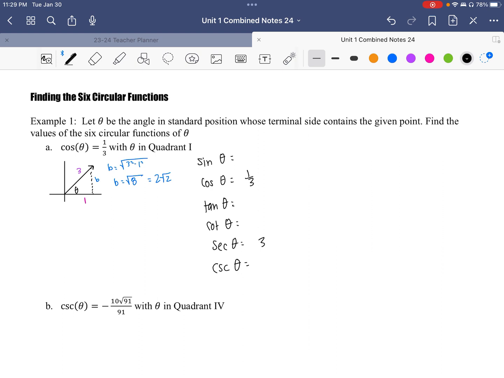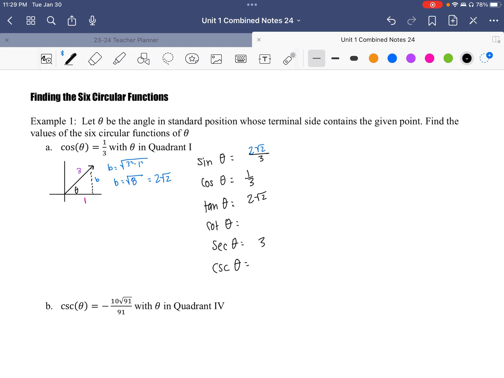Okay, so then sine just needs to be my opposite side over my hypotenuse. So this one's going to be 2 root 2/3. My tangent is supposed to be my opposite side over my adjacent side. My adjacent side is 1, so this one's actually really easy. It's just 2 root 2.